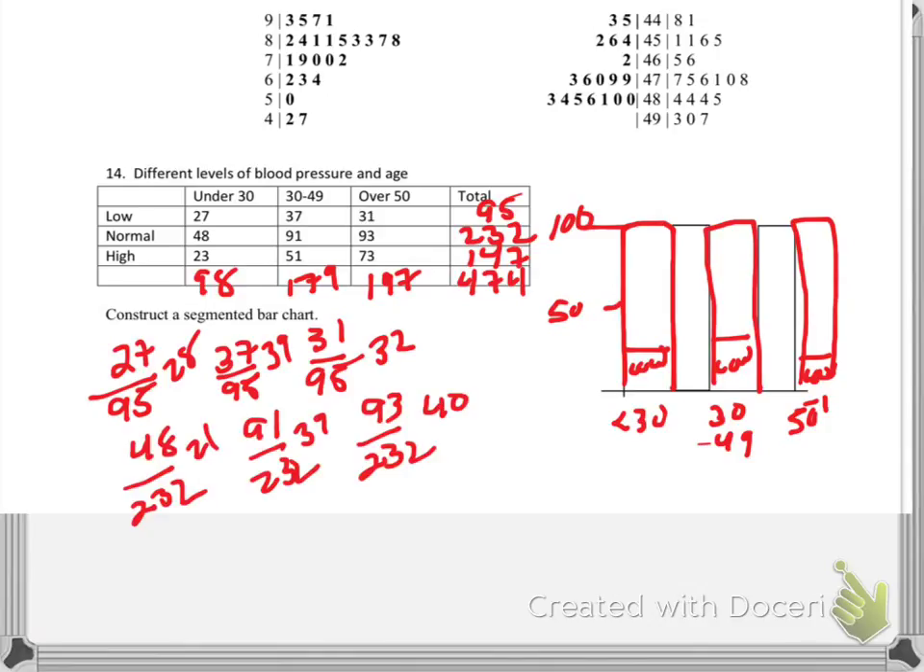Okay, so I did all the normals, and I got 21. But where do I end? You see, 21 plus 28 is 49. So that's going to be right about here. If I add 39 and 39, I get 78. And if I add these two together, 32 and 40, I get 72. Okay? And then these are all highs. And I'm going to call it blood pressure.